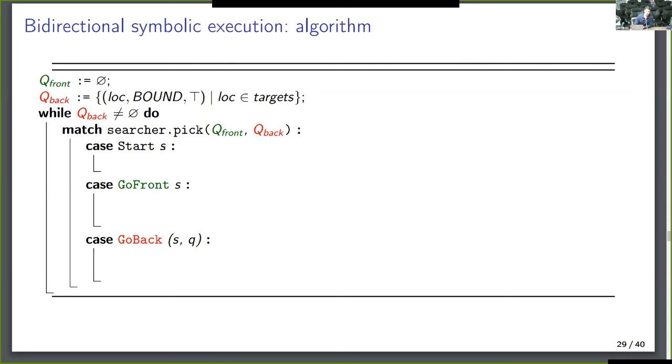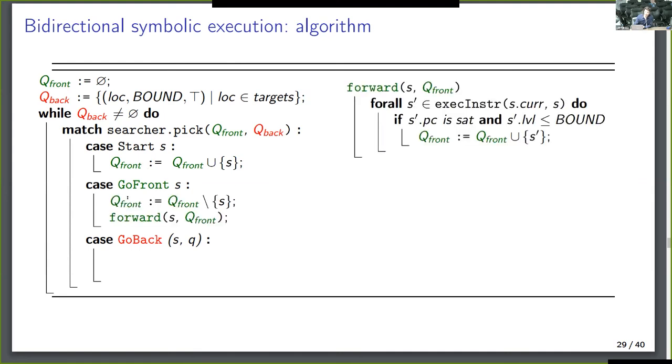So the searcher might take three decisions. It might start some new exploration from somewhere in the middle of the program, or from the entry point of the program. And then it can go in two directions. The first direction is go front, and the second is go back. So if we start the exploration from some point S, then we just conjoin our state S into the Q front, and then we will forward propagate the state.